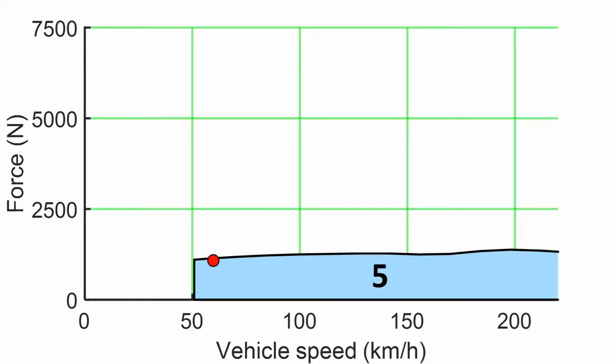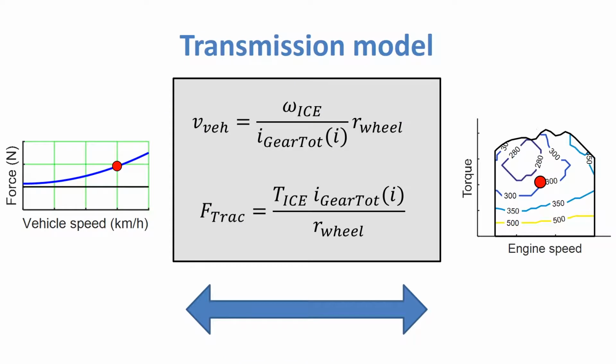Now we will look at the same driving situation, but from the perspective of the engine. We have earlier derived this transmission model which links an operating point for the vehicle to the corresponding operating point of the engine, or vice versa. In this case, we have a fixed operating point in force and speed, but change the gear. That will give us 5 different torque shaft speed operating points for the engine.